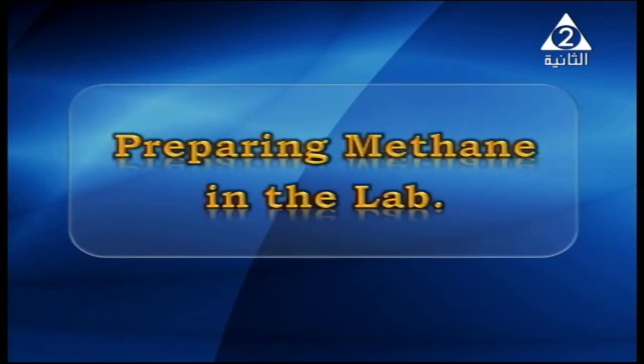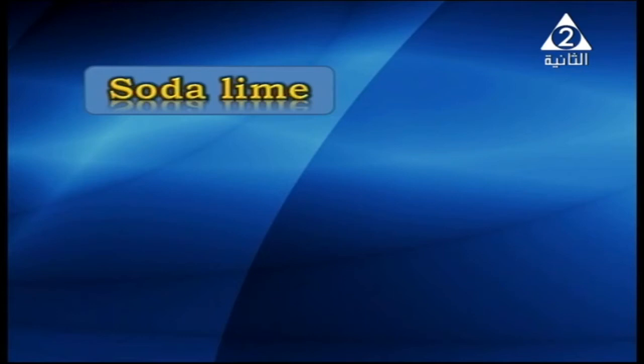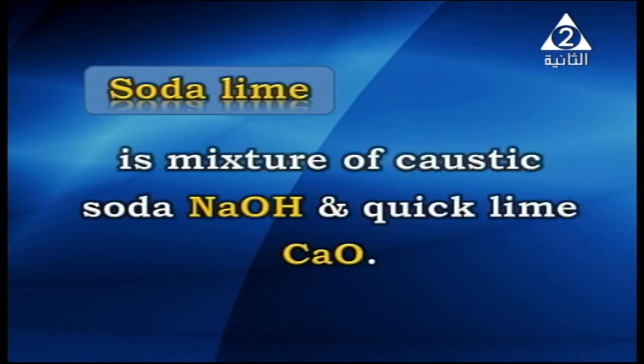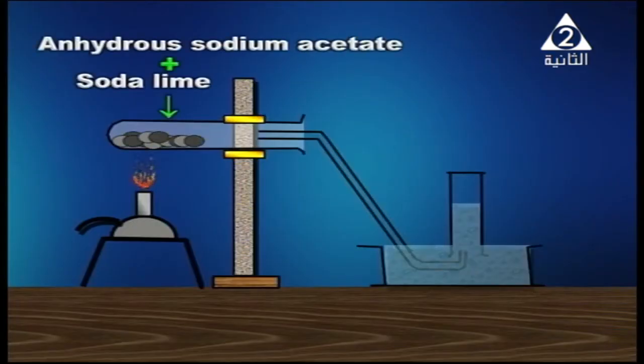Preparation of methane gas in the lab. The name of the preparation method is dry distillation. This process is done by heating anhydrous sodium acetate with soda lime, giving methane. The soda lime here, my dear students, is a mixture of caustic soda, which is sodium hydroxide NaOH, and quicklime, which is calcium oxide CaO. As shown on the screen, the heating of a mixture of sodium acetate and soda lime gives methane gas that is collected above the water.